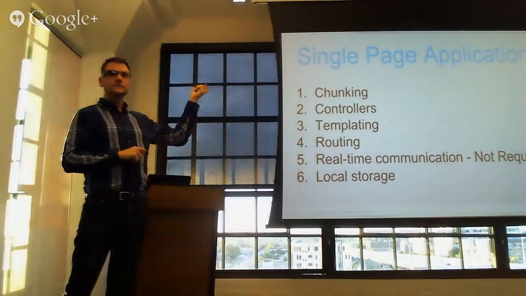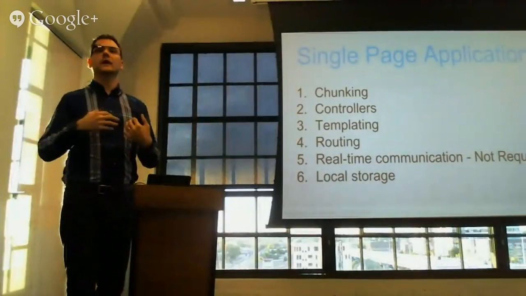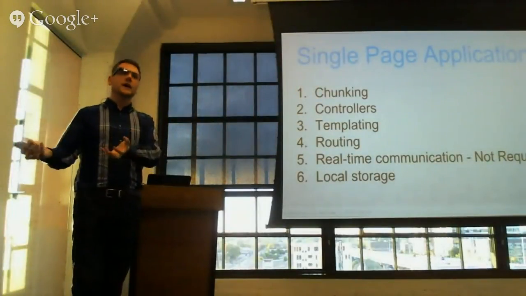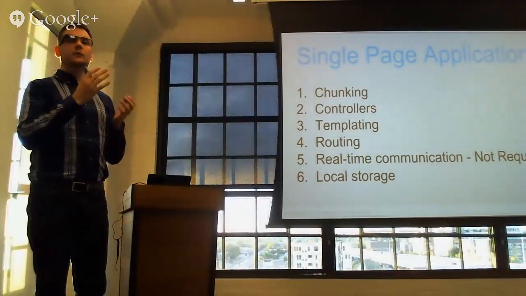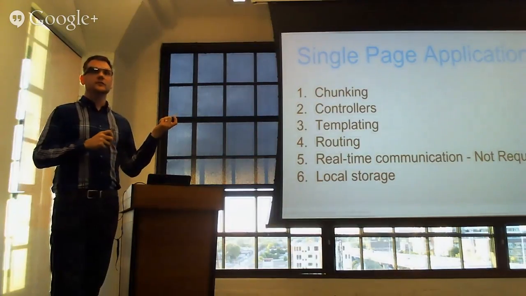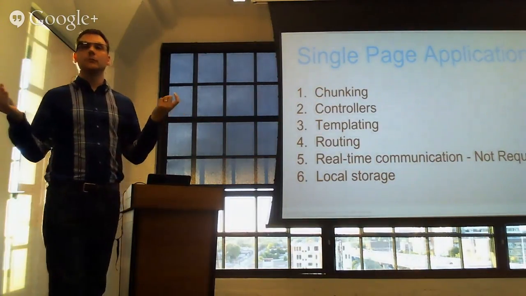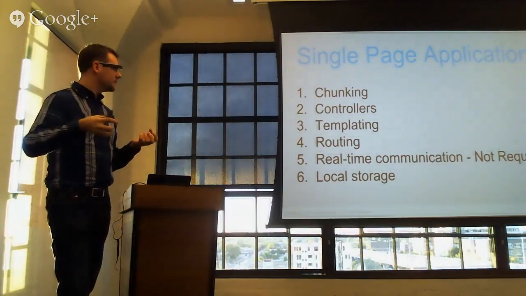So this is the idea of chunking. Instead of going out to the internet to get a full page, I'm just going out to the internet to get a JSON object. And then I'm going to load that JSON object, parse it, and then load the appropriate view within my own application. Controllers, so the idea that just like in Angular or a lot of these MVC frameworks, I want to separate the logic, so I'm going to have something that controls that view.